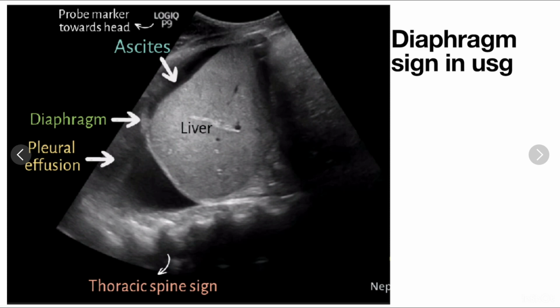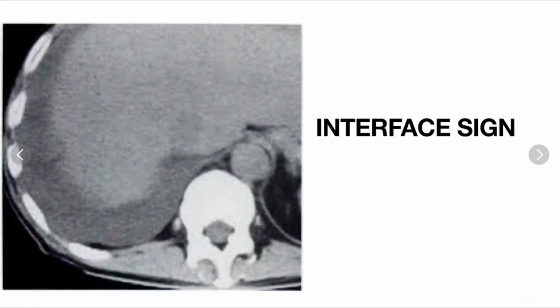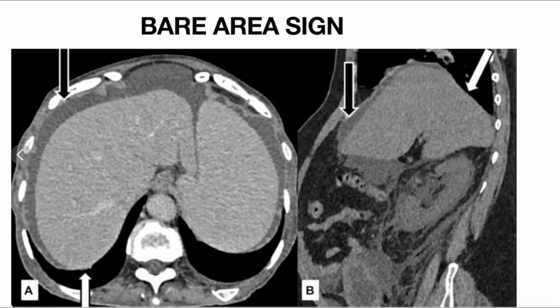Then they are talking about the diaphragm sign in USG. So how does it appear? Here we can see the pleural effusion, and inside the diaphragm this is the liver and this is the ascitic fluid. Because of the diaphragm sign, we can see this is ascites and this is liver. Inside the diaphragm it is the ascitic fluid which is visible. Here we can see the interface sign. Because of ascites we can differentiate easily, as there is an interface between the fluid and the liver. Liver and ascitic fluid have different consistency, so we can easily see there is an interface between both of them.